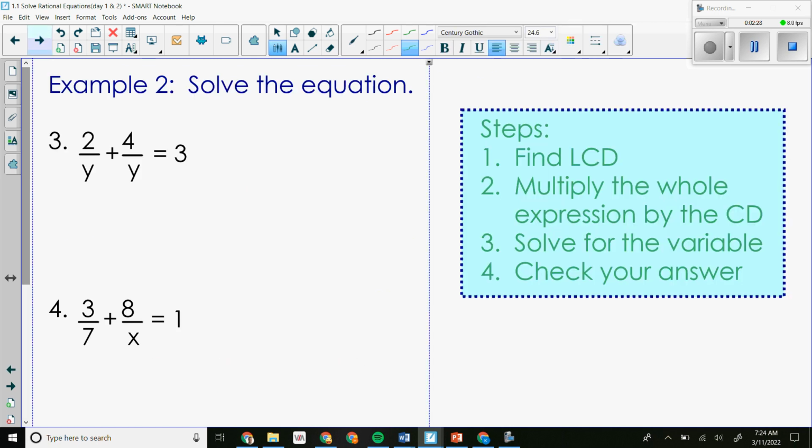All right, moving on here to number 3. So here is where these get a little trickier. We have some steps on the side. We first need to find our least common denominator, multiply the whole expression by the common denominator, and then solve for the variable, and then finally check our answer.